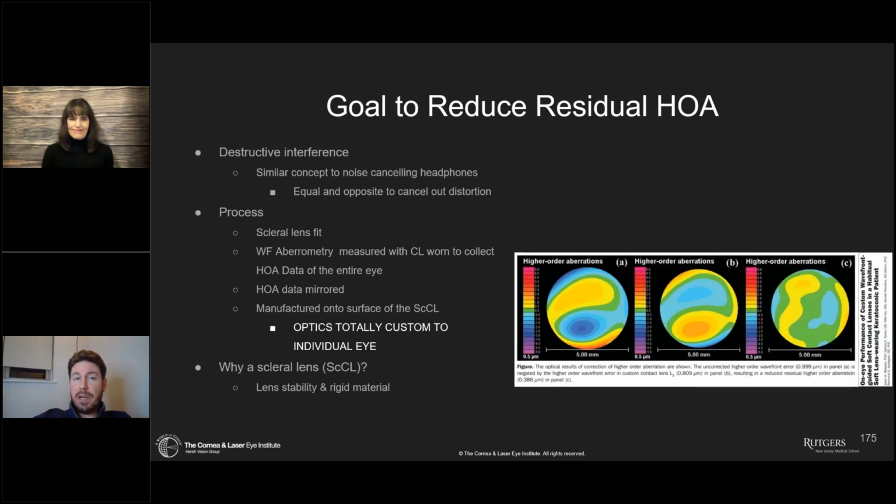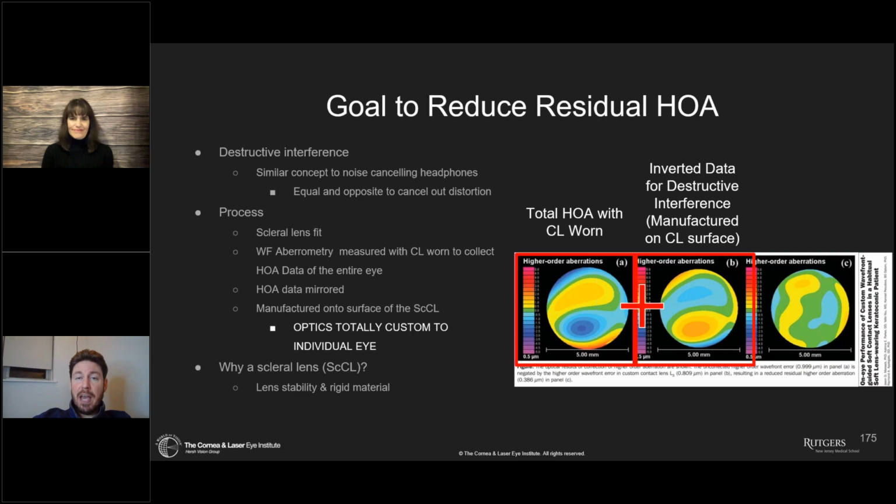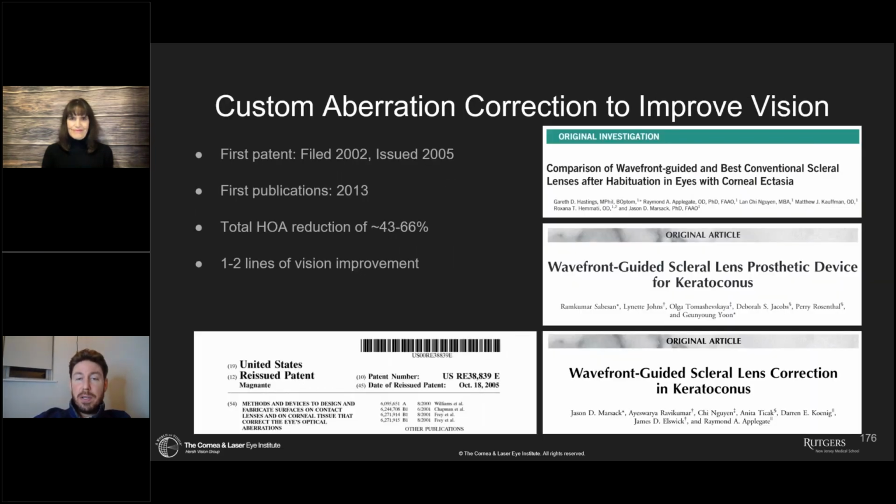We can take that aberration data, mirror it, manufacture it into the front surface of the lens, and just like noise canceling headphones, we can cancel out some of those residual aberrations and improve the quality of vision. Now, this has been shown in a multitude of different studies over the years, showing anywhere from about a 40 to 65% improvement in the aberrations and a 1 to 2 line visual acuity gain for these individuals.